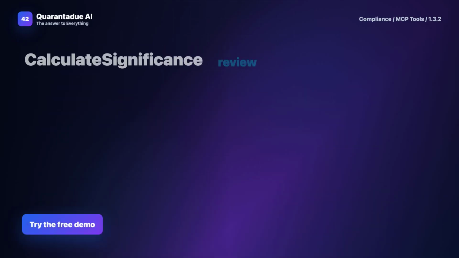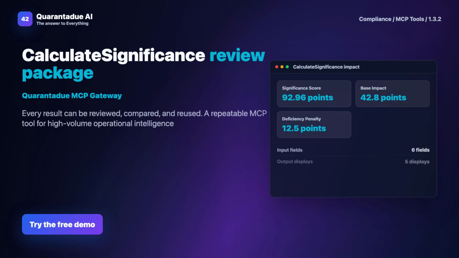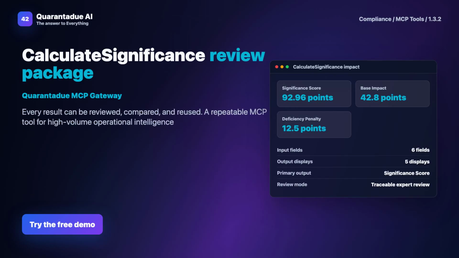And determine the risk level category based on the significance score: low 0-29 points, medium 30-69 points, high 70-94 points, critical 95-100 points. This keeps the process deterministic, reviewable, and aligned with how compliance teams actually make decisions.